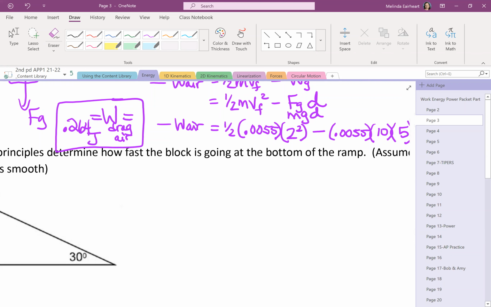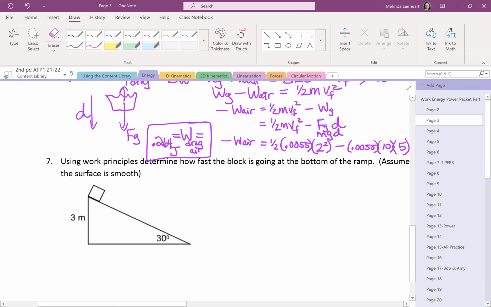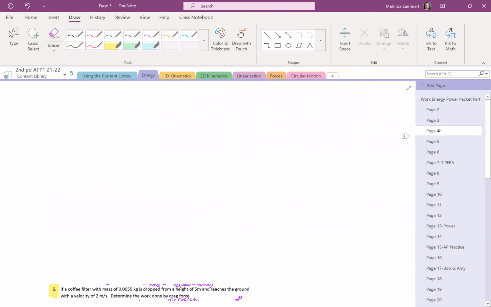Okay. Now, just for time's sake, I am going to skip this next one. You can still try it during independent practice sometime. There's another ramp one on here that's a little more complicated. This one's easy. Surface is smooth. Let's do one where it's not smooth. I think it's on page 4.